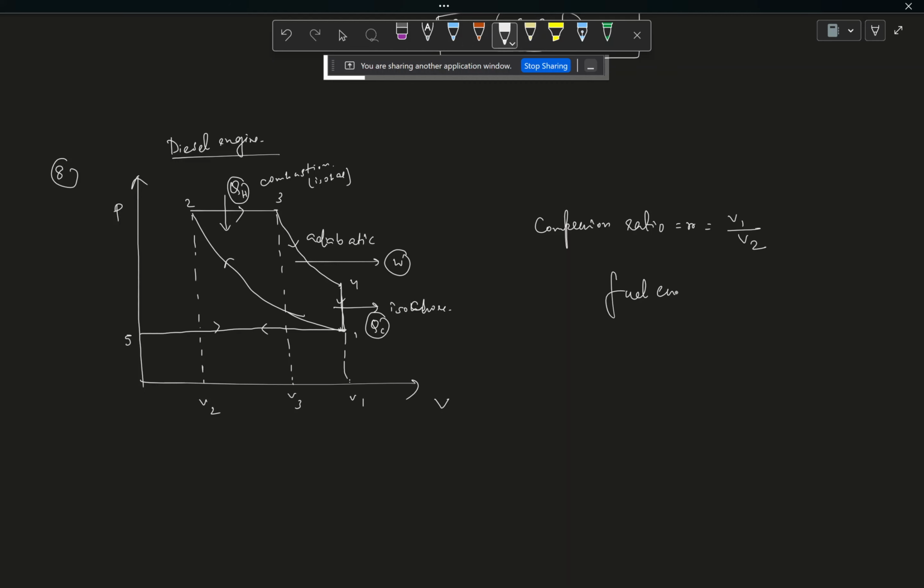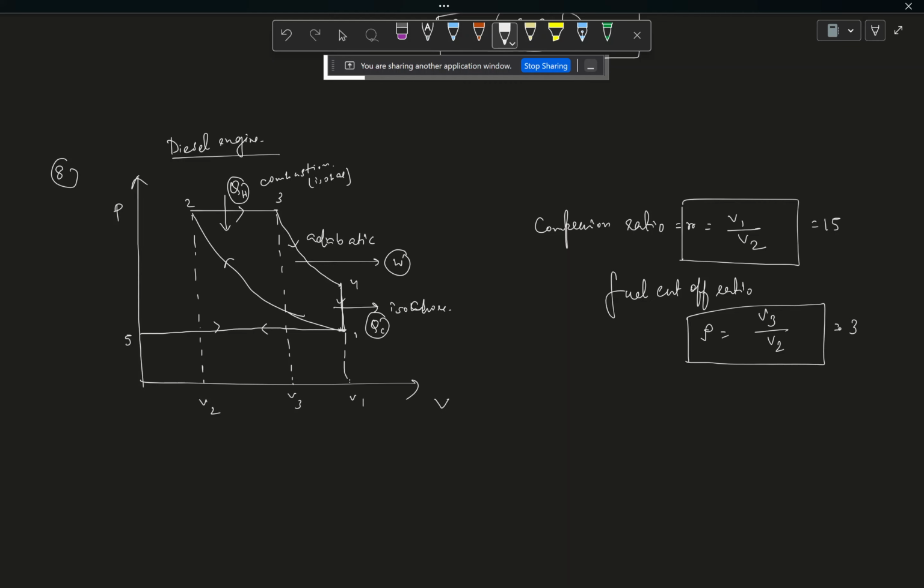And the other thing, the fuel cut-off ratio, is marked by rho, which is nothing but V3 by V2. So between points 2 and 3, with volumes V2 and V3, this ratio is given by the fuel cut-off ratio rho. Now as per the question, r is 15 and rho is 3.